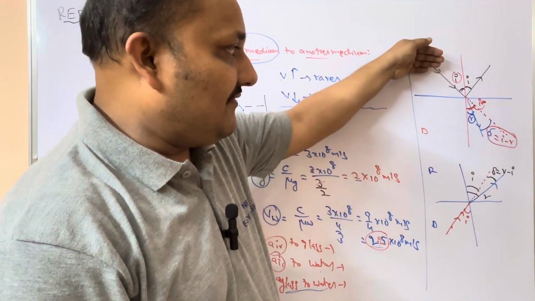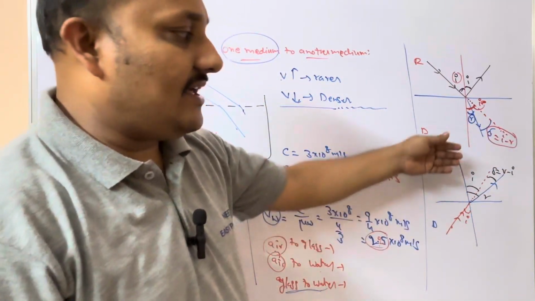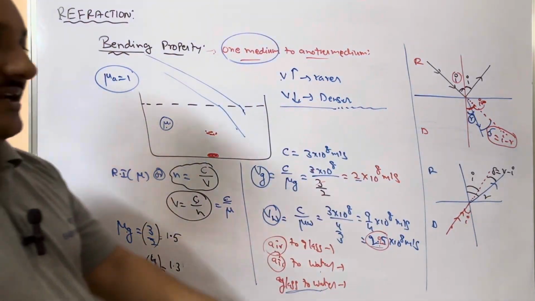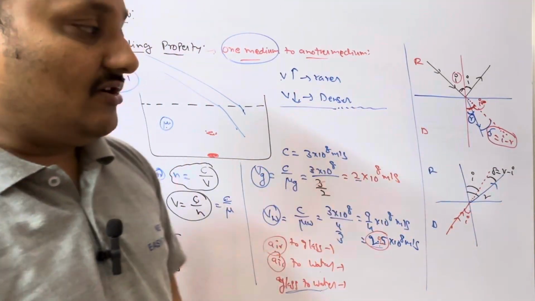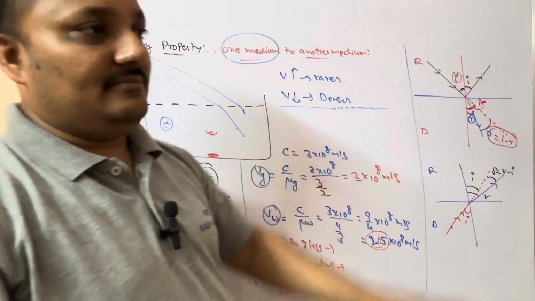Whenever light ray is moving from rarer to denser, it is I minus R. Denser to rarer, it is R minus I. This is angle of deviation. R is nothing but angle of refraction, not angle of reflection. Reflection means it is coming back to the same medium, isn't it?